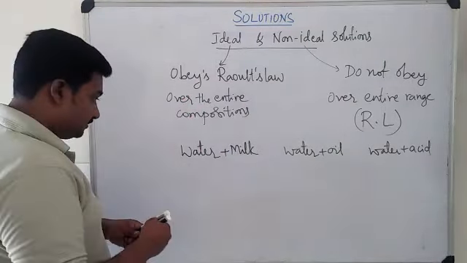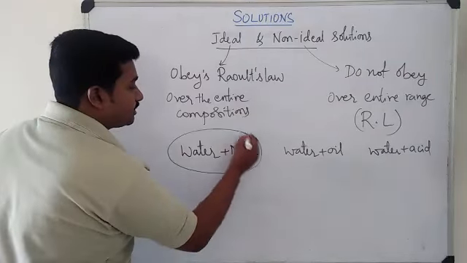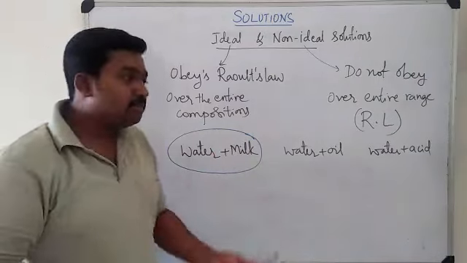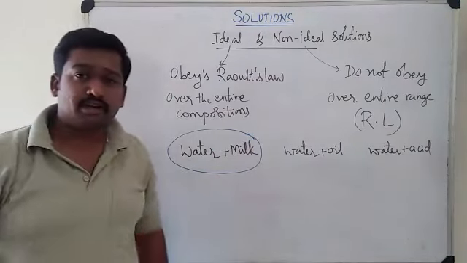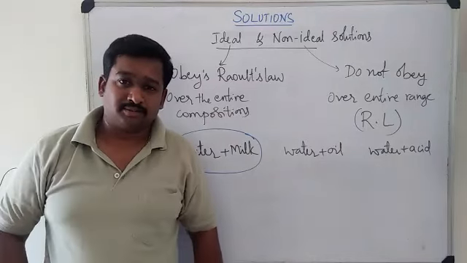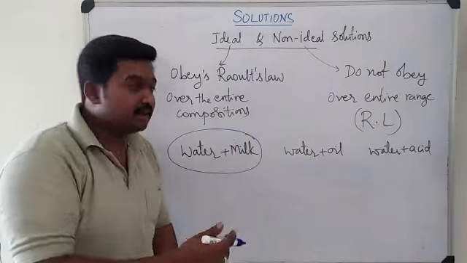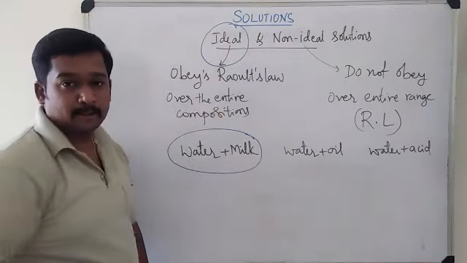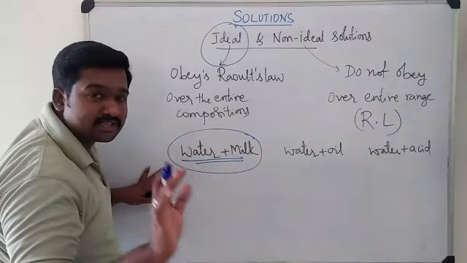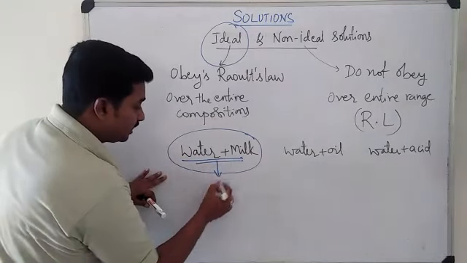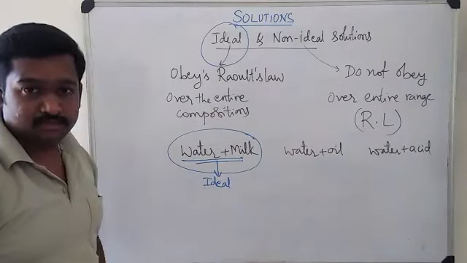In the first case, it is so simple that water and milk mix up easily without any problem. You can easily mix water into milk or milk into water. The solution will be like an ideal solution. I'm saying this is not exactly an ideal solution, just to understand, I'm saying water plus milk. Let's consider this as an ideal solution.